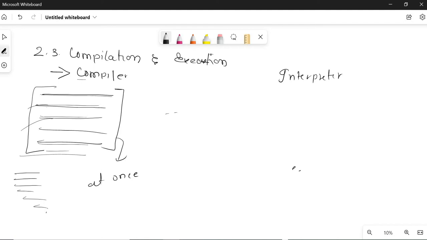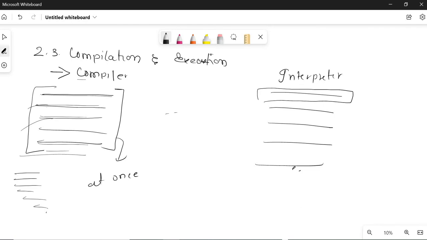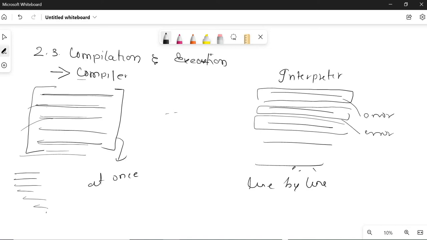What happens in an interpreter? Suppose you have 5 lines of code. It translates the first line first, and then it gives the error if there is any error. Again after this it translates the second line, and gives an error for that line only if there is one. Similarly the third line, so the translation is done line by line. Programming languages like C and C++ follow the compiler, whereas in programming languages like Python and PHP, we use an interpreter. This is very important, so we'll discuss the difference very soon.